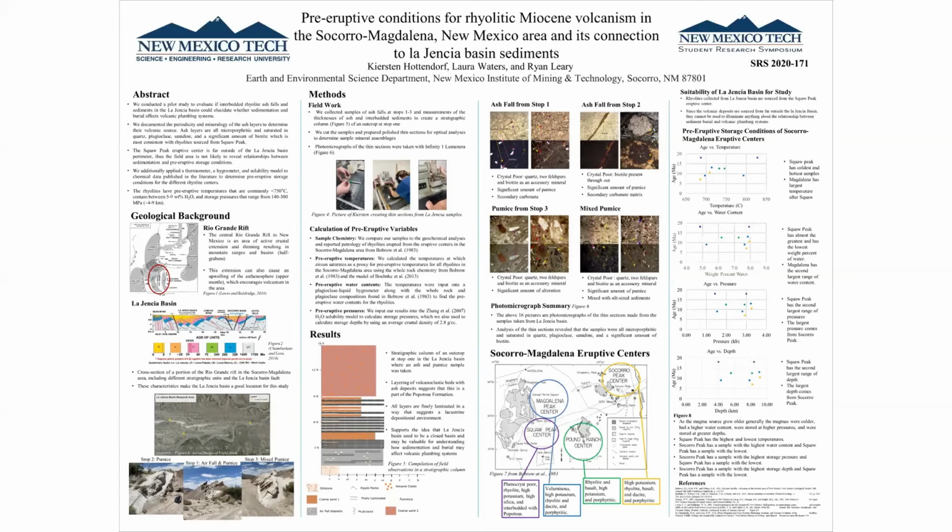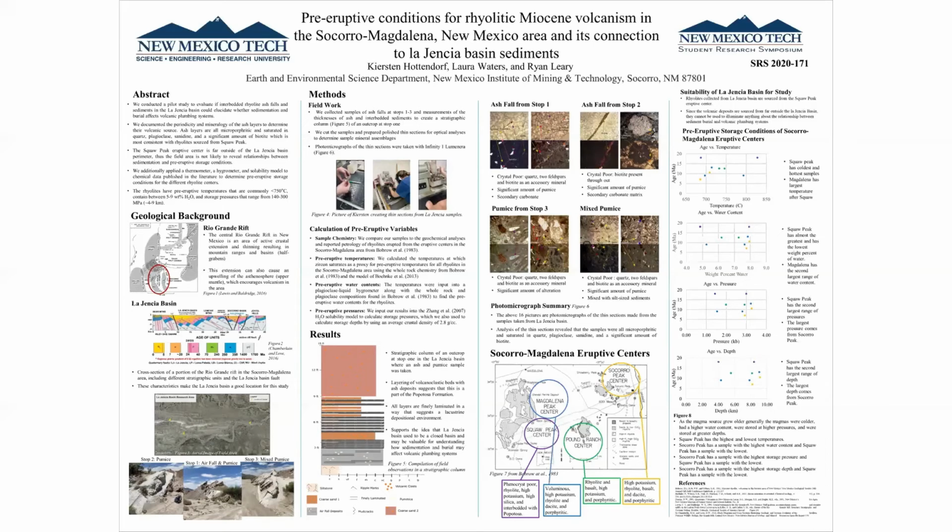And we entered this geochemical data into 3 different models that output the average storage temperatures, water contents, pressures, and storage depths of all the eruptive centers. And we found that the rhyolites from the Socorro Magdalena area eruptive centers generally have pre-eruptive temperatures that are below 750 degrees Celsius, contain between 5 to 9 weight% water, and have storage pressures that range from 140 to 300 megapascals and storage depths that range from 4 to 9 kilometers.